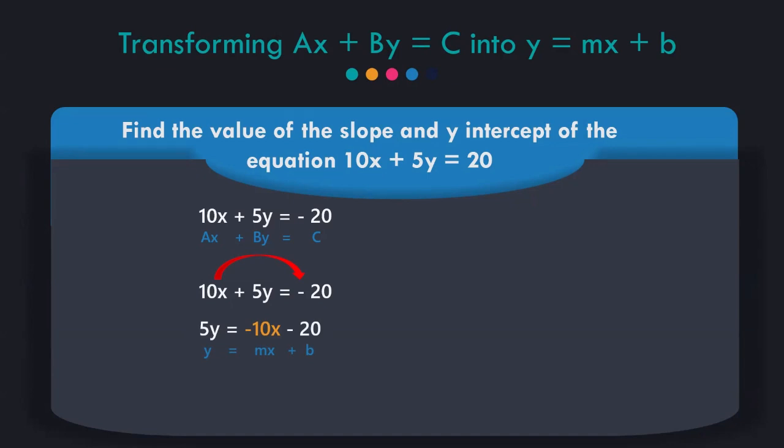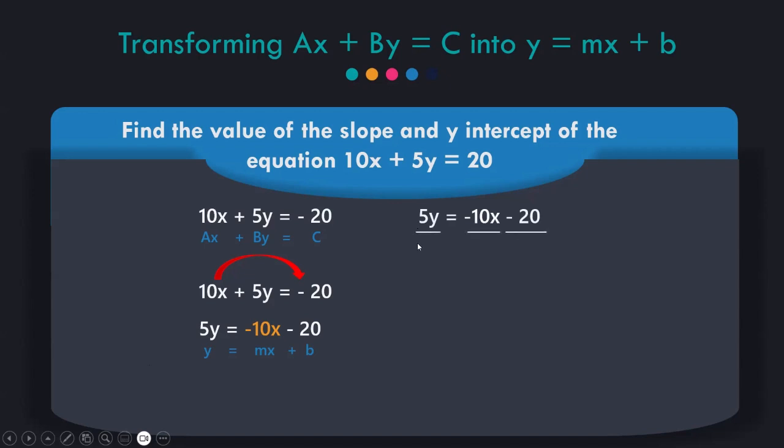Hindi pa. Bakit? Kasi kailangan y lang, naka-equate lang siya kay y. This is still 5y. Ang numerical coefficient pa ni y ay hindi 1, kundi 5. So what are we going to do? Kailangan kasi y lang lagi siya in slope-intercept form. So what we are going to do is we need to eliminate 5, right?